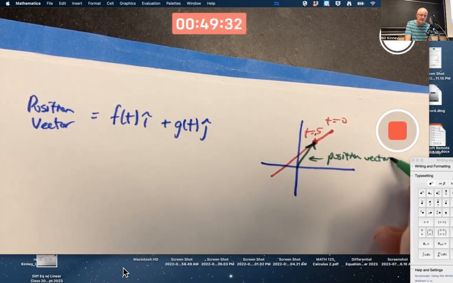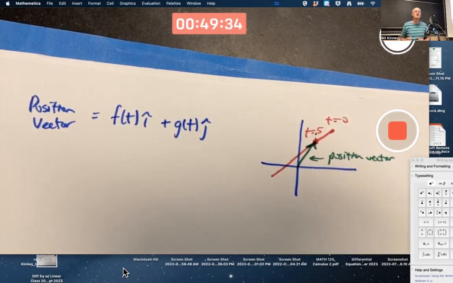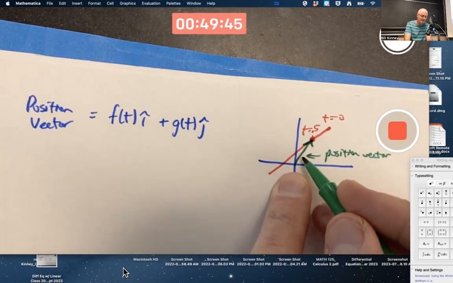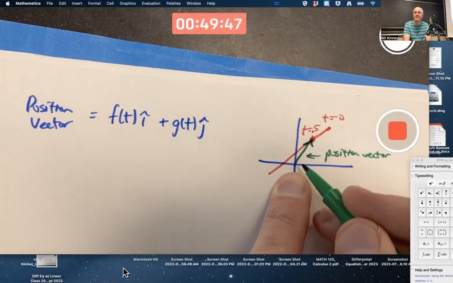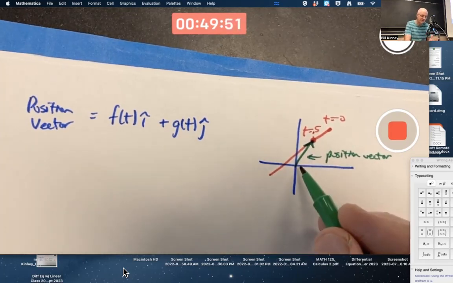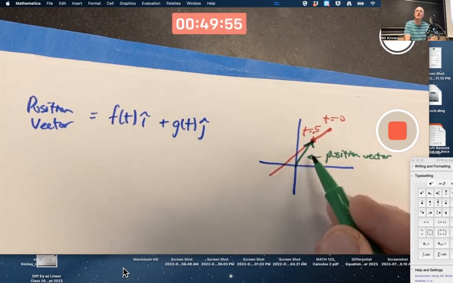In physics, vectors are arrows. That's how we draw them, at least. They are directed quantities. Quantities with a magnitude, in this case the distance to the origin, and a direction. The direction is effectively, where are you compared to the origin? The direction of this arrow goes from the origin to the location of the bug at that moment in time.